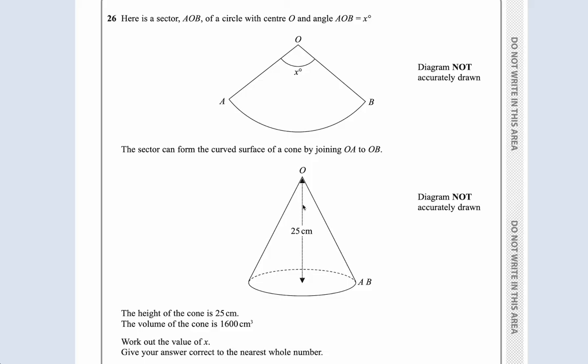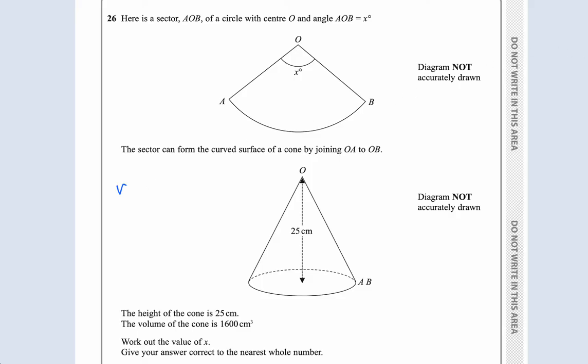The height of the cone is 25. The volume of the cone is 1600. Work out the value of x. Give your answer correct to the nearest whole number. Okay, right. This does seem hard, right? Let me think. So this is x degrees. The volume of a cone, okay, I think I know what to do. The volume of a cone, let's write that first.